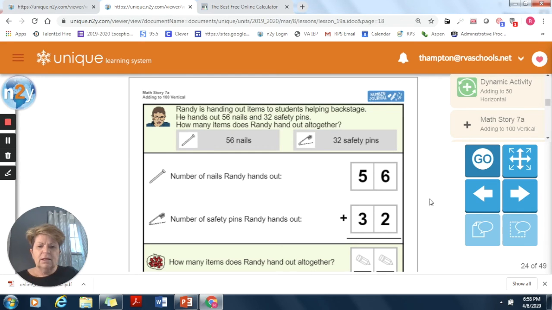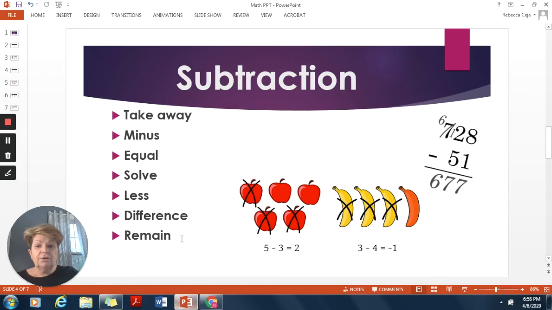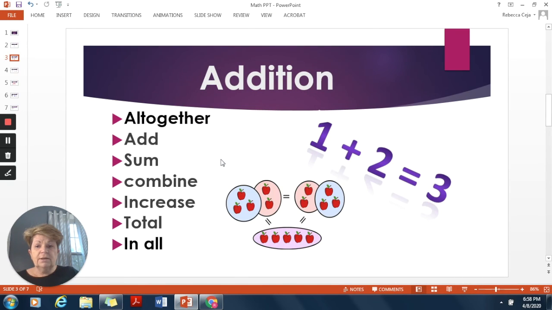Excellent. All right. So here we have Randy is handing out. Oh, let's look at our vocabulary for our addition. For our addition words, we're looking for altogether, add, sum, combined, increase, total, or in all. Now, there might be a few more words that we haven't caught yet, but not a problem. We can always look at our story problem and use the words around it to help us figure out, are we adding or subtracting?